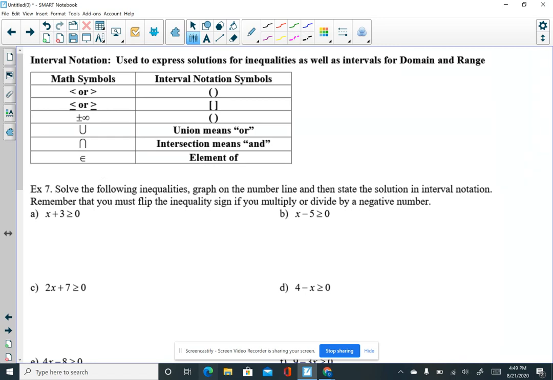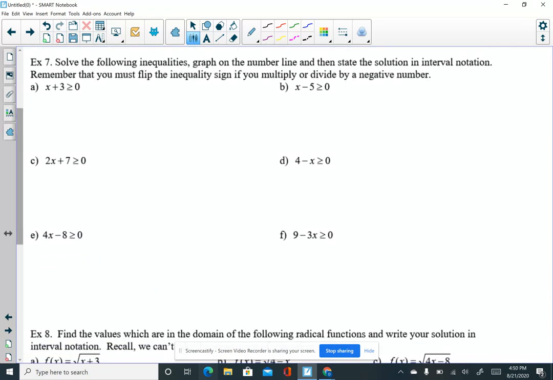okay? So down in example 7, they want us to solve these inequalities, graph them on the number line, and then state our solution in interval notation. And then I just reminded you below here that you have to flip your inequality sign anytime you multiply or divide by a negative number. So I'm going to do 3 of these with you. And again, after I do those 3 with you, pause the video and go back and try the other ones before moving on. So let's look at letter A together.